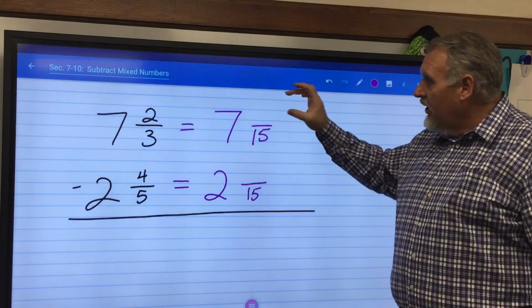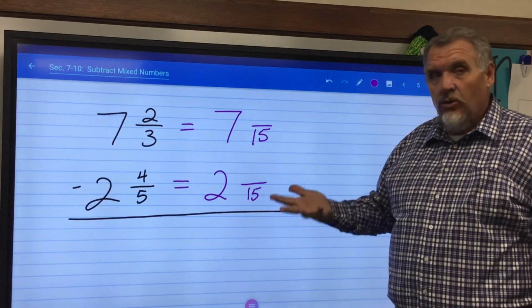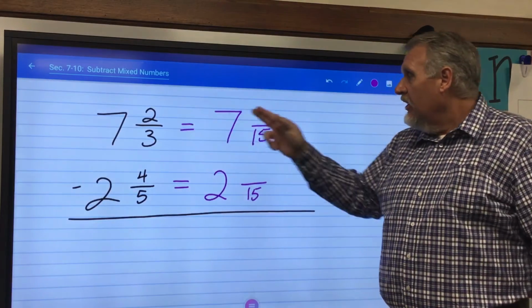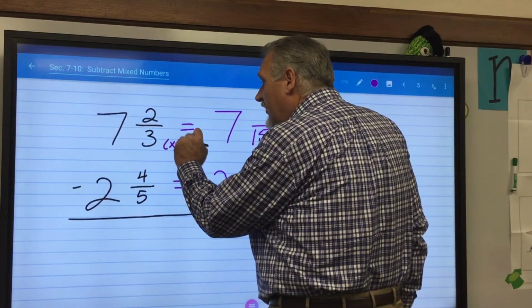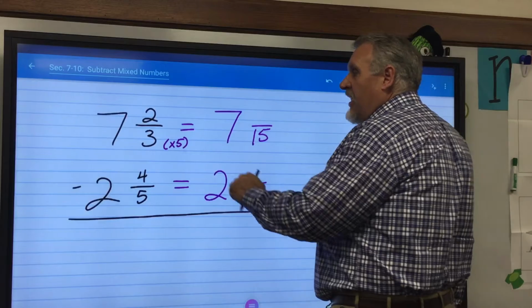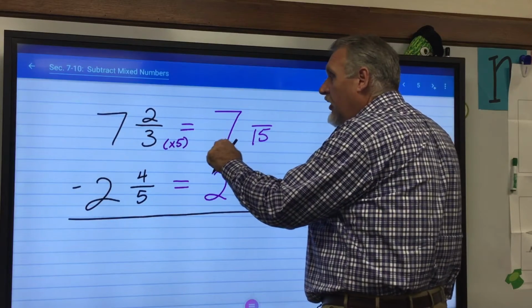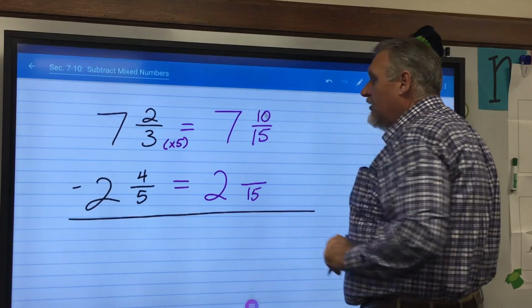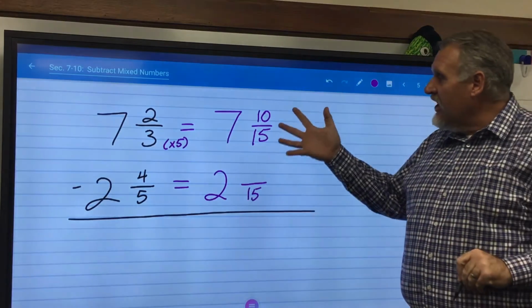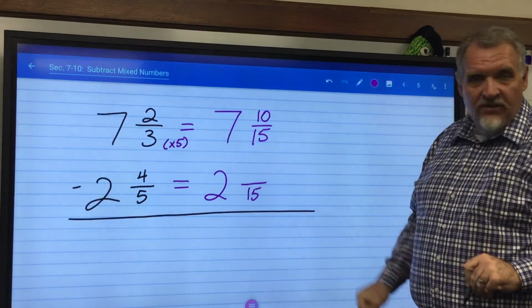Okay, so let's focus on my 2/3. What's going to be my numerator? Well, the question is, how did I get from 3 to 15? I multiplied it by 5. So I'm going to use that same times 5 with my numerator. 3 times 5 is 15. 2 times 5 is 10. So my new fraction is 7 and 10/15.